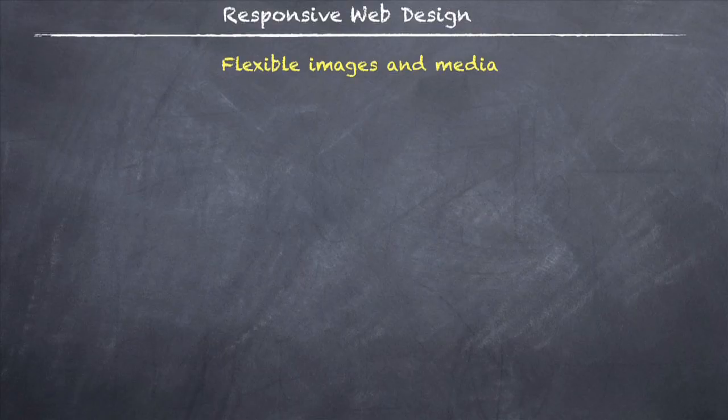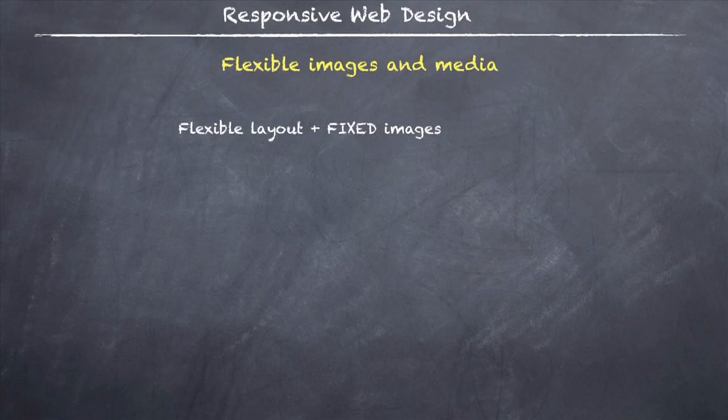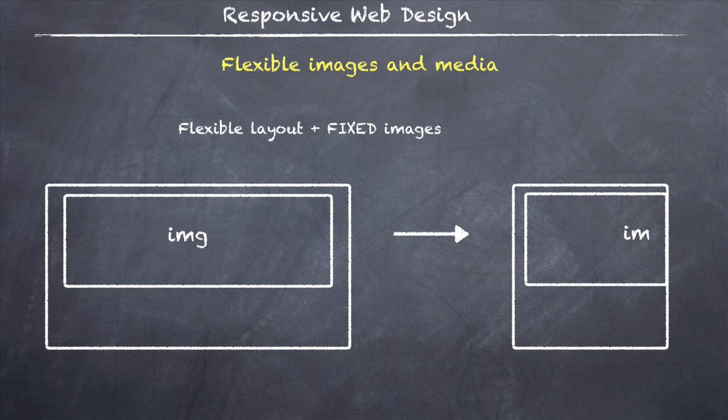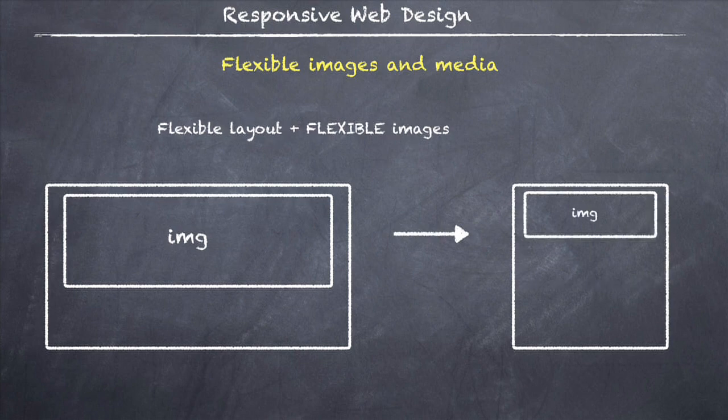Okay, so flexible images and media. Let's say we have a flexible layout, like I just showed you, but then you stick an image in there. What happens? It breaks, right? Because the image isn't flexible, but the layout is. So what we want to do is make the images flexible as well. Here I just have a quick illustration of the image breaking inside when the browser is smaller. But we actually want the image to be flexible and stay within the grid.